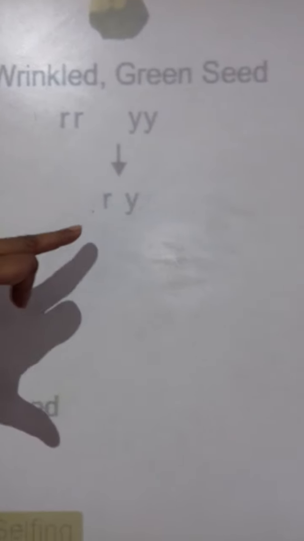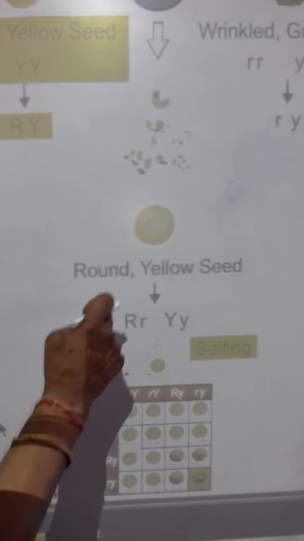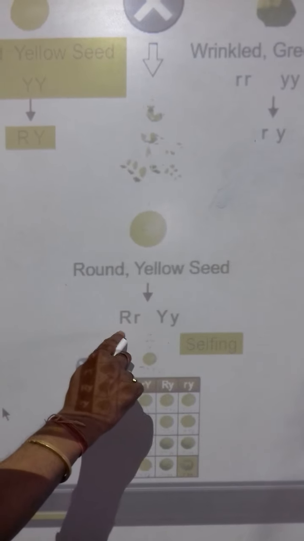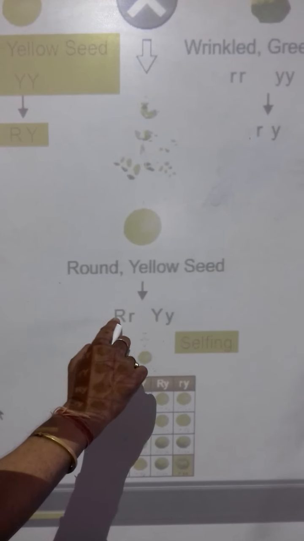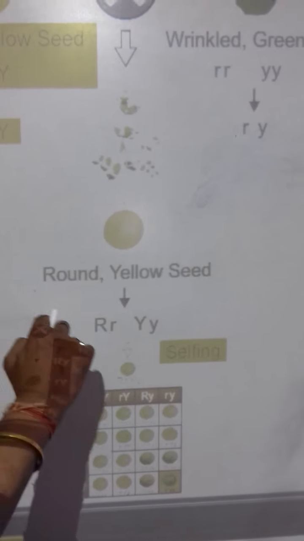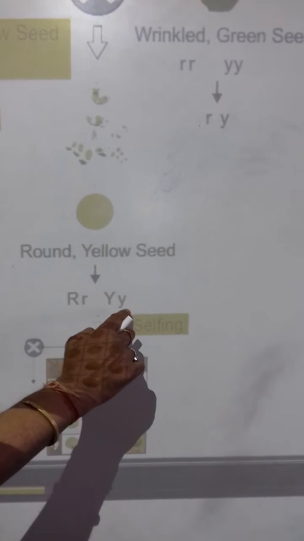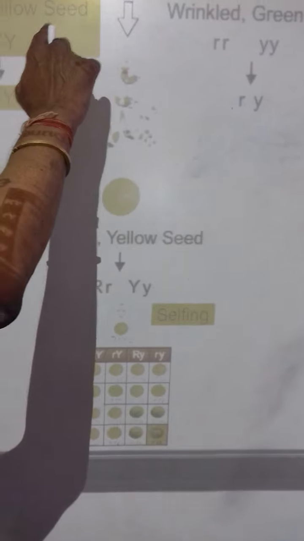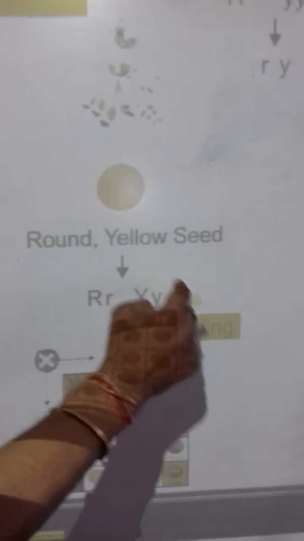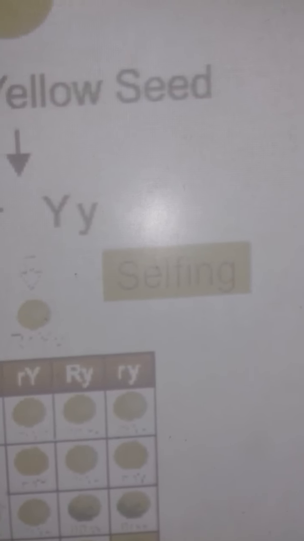Here small r and small y. So when they fertilize, they give rise to capital R small r and capital Y small y. That means when it is expressed, according to the law of dominance individually, R is suppressing small r, so it will be expressed as round. Capital Y is suppressing small y, that is yellow is dominant over green, so it will be expressed as yellow. So in the F1 generation, all seeds are having round and yellow phenotypically expressed.